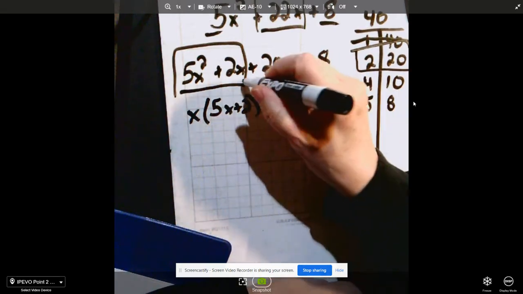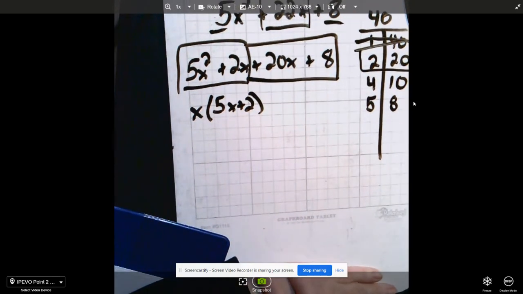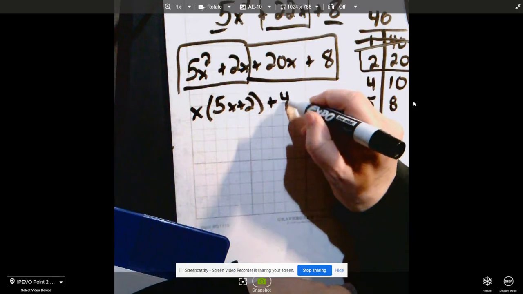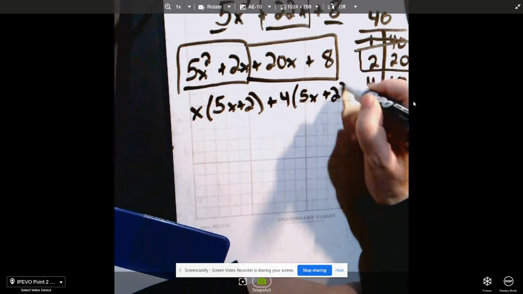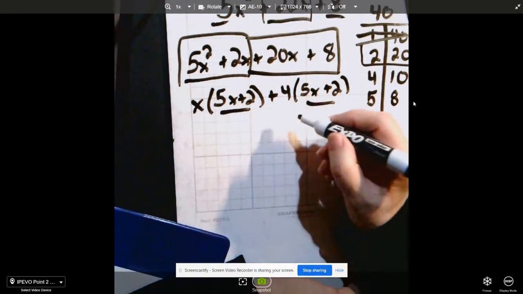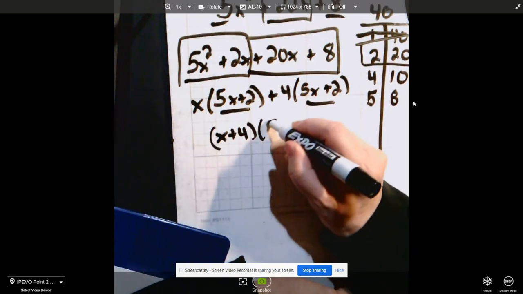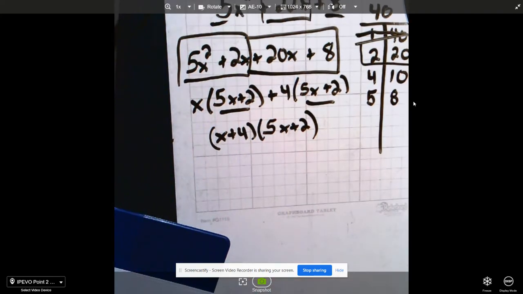I'm going to take a look at the next two. Well, it looks like I can take out a 2, but you want to take out the greatest common factor, so I can take out a 4. And when I do that, I'll be left with 5x plus 2, which is good because you want those parentheses to be the same. So the stuff I took out, x plus 4, is my first factor, and the stuff in parentheses, 5x plus 2, is my second factor. And so now you've factored it.